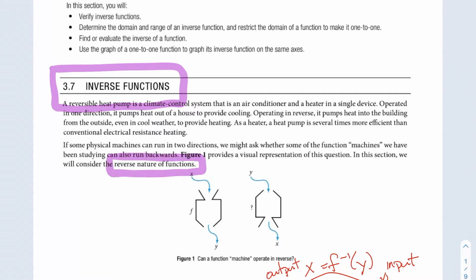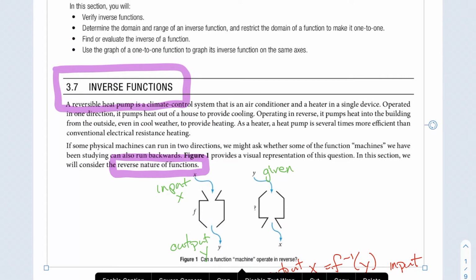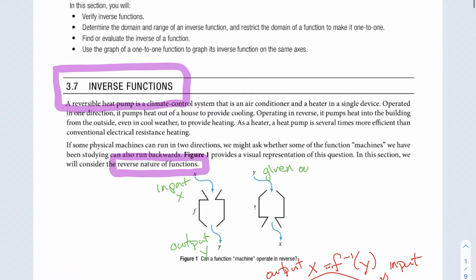So it's a reversing function. The input is normally x and the output is y, so the inverse would say, given the output, reverse the function and find the original input.